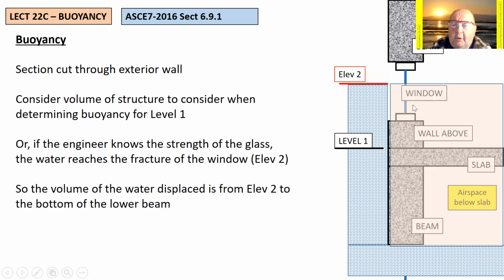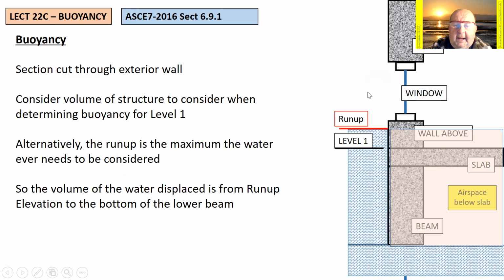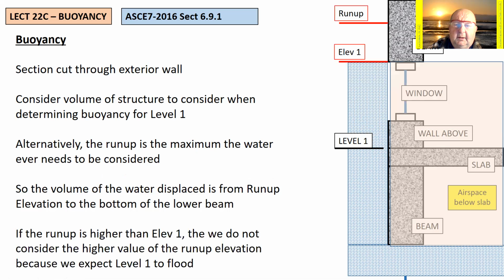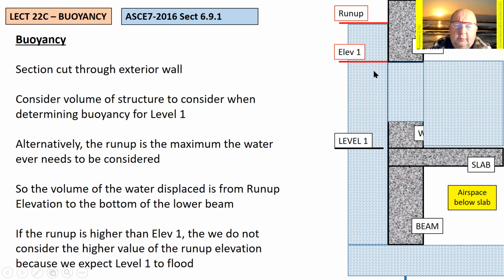Now, if I do know what kind of water will cause the window to break, then I might be capped off at this elevation 2. And of course, I never have to consider anything above the run-up elevation for the location I'm working at. If it turns out the run-up is much higher than the top of this window, I still don't need to consider this portion up here, because once it exceeds that elevation 1, then I expect the window to break and the interior space to begin to fill up with water.